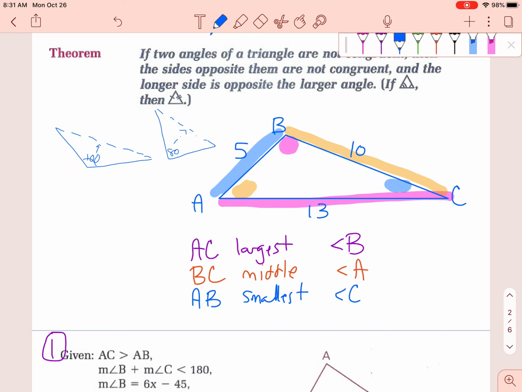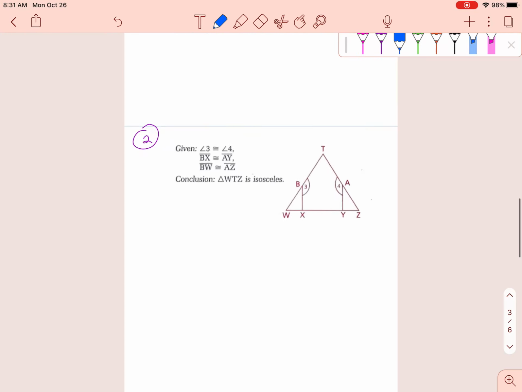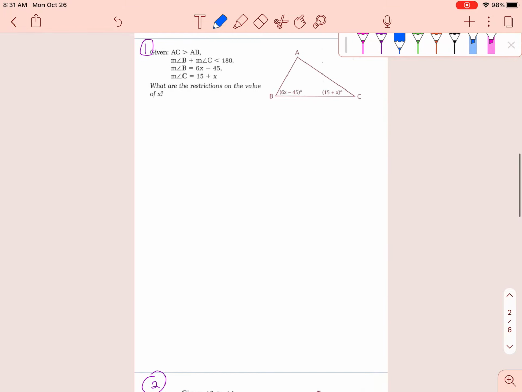So you can put them in order from largest to smallest based on the sides. You can also put them in order from largest to smallest based on the angles. That's what these theorems are talking about. And then we'll do some examples of this in class for the rest of this.